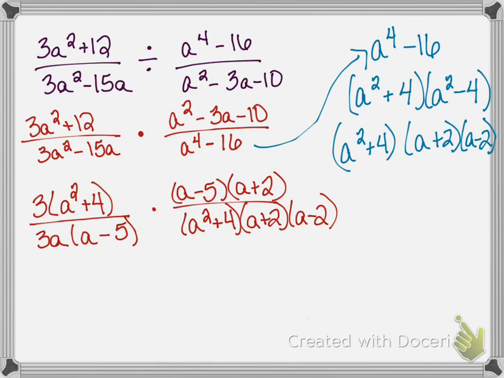Now that I've got everything nicely factored, I start marking things out. This a squared plus 4 cancels with that. So that's very exciting. I have a minus 5 and a minus 5, a plus 2 and a plus 2. Now, do you see something someone might forget? What might we forget over there on the left? The 3. Do you see I have a 3 here and I have a 3 here? What am I left with in the numerator? 1. Yes. And then in the denominator, I have a times a minus 2.